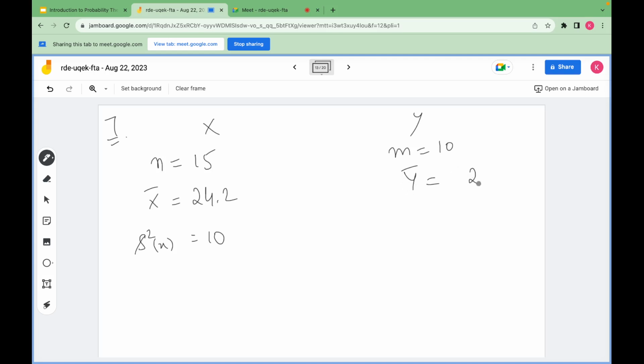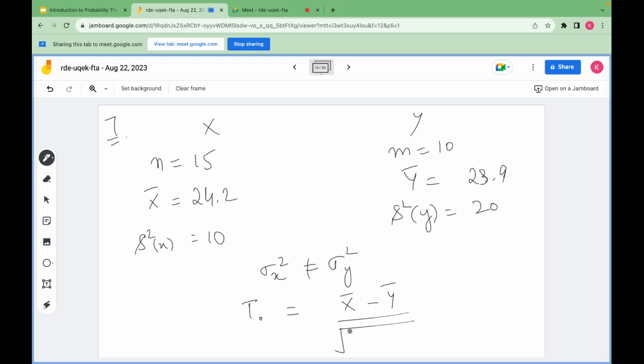The mean for population y is 23.9 for the y sample, and the sample variance for y is 20. But the population variances are different. That's why the test statistic will be calculated as x bar minus y bar divided by the square root of sx square by n plus sy square by m.